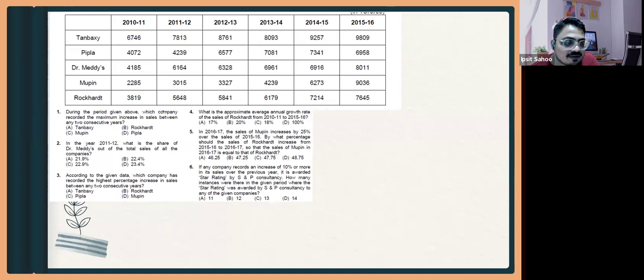During the given period above, which company recorded the maximum increase in sales between two consecutive years? So maximum increase. I'll be just roughly calculating the increase in the value. If you see, this is around 6,700 and this is 7,800. Can you say this is close to 1,100? Though it is going to be less than 1,100, still I'll write this as 1,100. And if you see, this is 78 and this is 87. Can I say this difference is close to 900? I am not going to calculate the actual data, that is irrelevant.